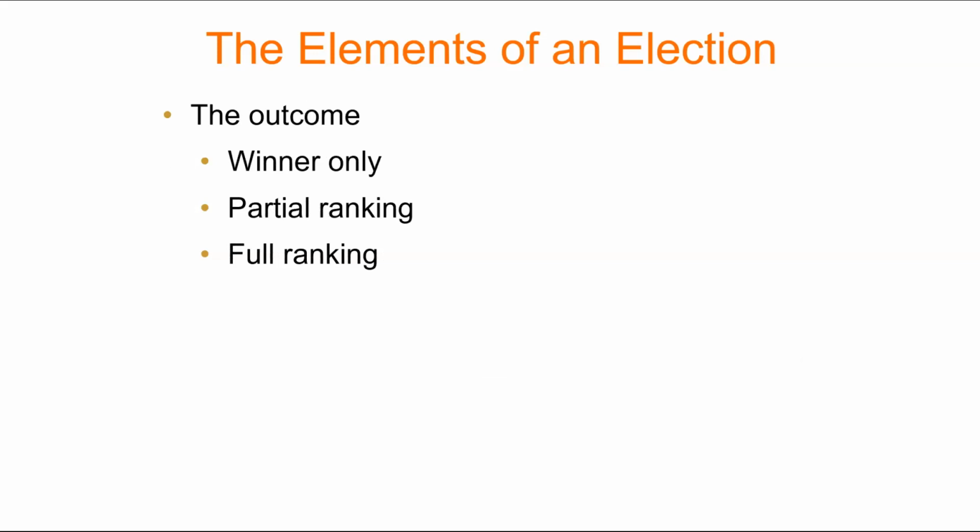The outcome can be a winner only. This person won, and that's the end of it. That's the most common. You could have a partial ranking. Let's say we only want the first and the second choice. Or we could have a full ranking, or sometimes just called ranking, where we tell you every candidate's outcome first through whatever number they were at.